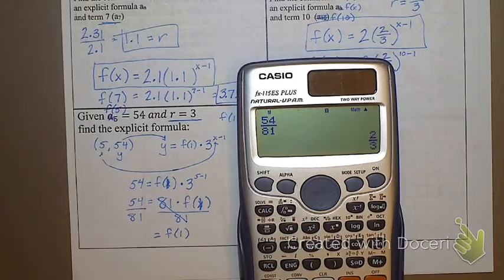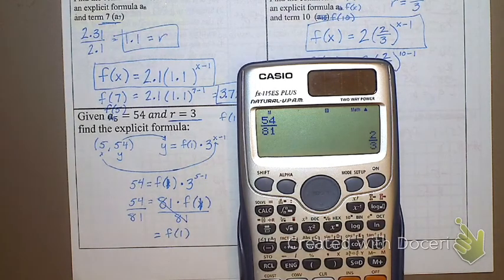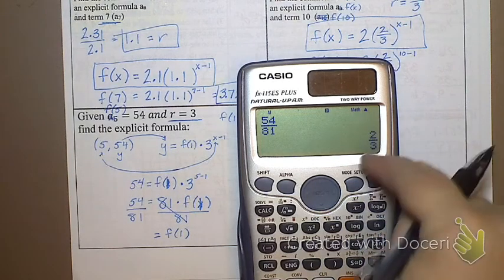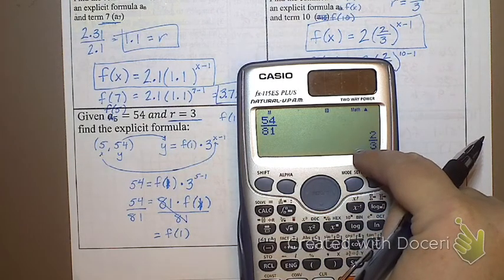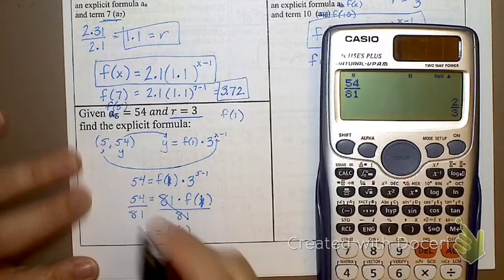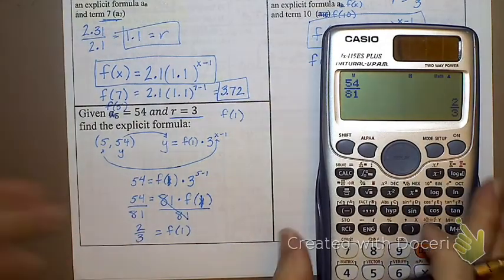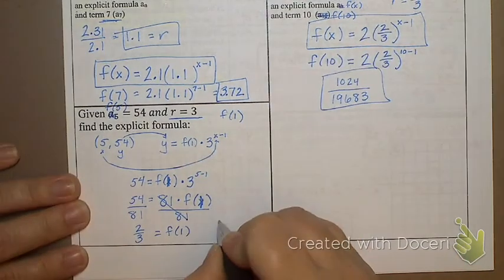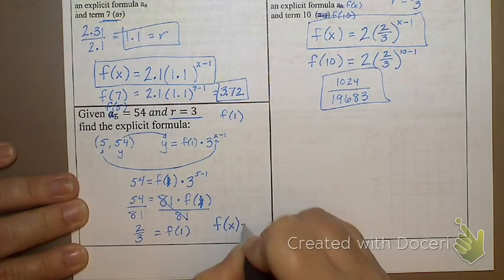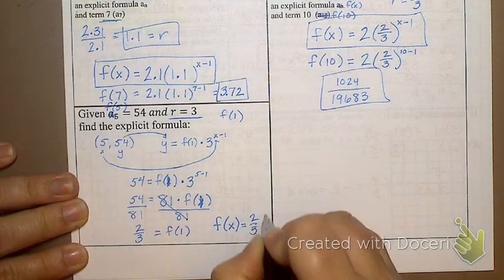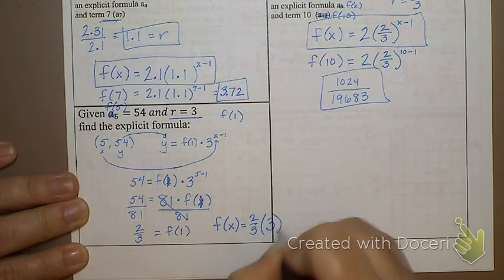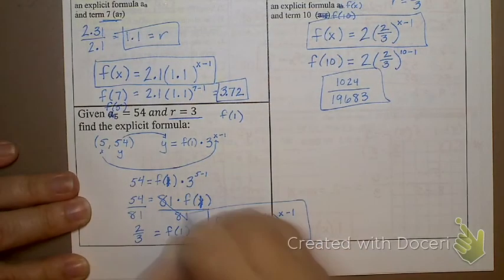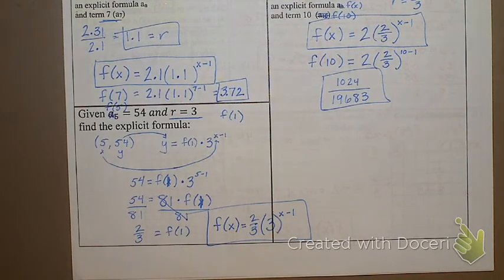Now, do I do decimal or fraction? They don't give me decimals or fractions? Then if you can, use fractions because they're more accurate. 2/3, if I wrote that as a decimal, I would have to round off. I don't want to have to round off. So let's just call it 2/3. So I have my first term now, and I have my r value. What's my explicit formula? F of x equals 2/3 times what? 3 to the x minus 1. Easy peasy?